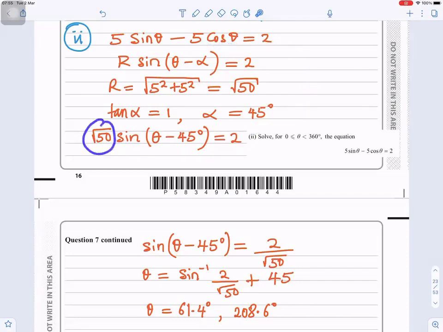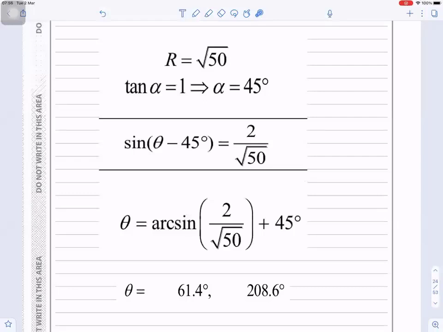So we take the square root of 50 to the right. It becomes divided by the square root of 50. And so the angle is inverse sine of 2 over the square root of 50. Take minus 45 to the right, add 45. So you will get your answers to be 61.4 degrees and 208.6 degrees. So that's the same working out, 61.4 and 208.6. This is written neatly.